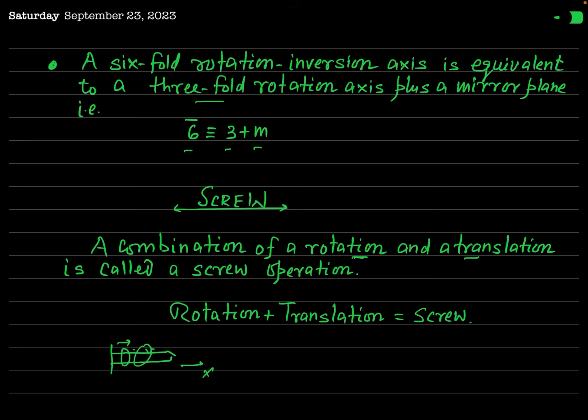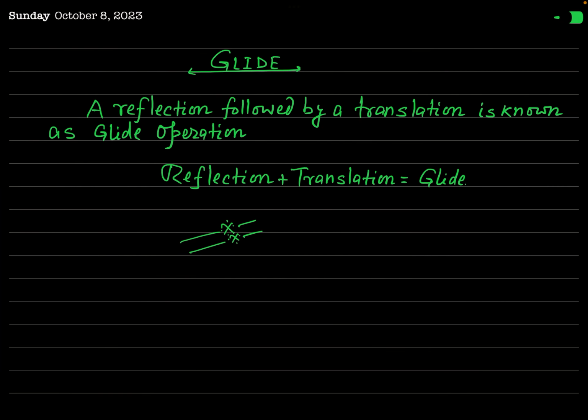So if the rotation symmetry operation is combined with the translational symmetry operation, then a new symmetry operation is generated, and we say that our crystal possesses a screw symmetry. Okay. So in a mathematical way, you can say that rotation plus translation is equal to a screw. Okay. I think we have understood what this screw operation is.